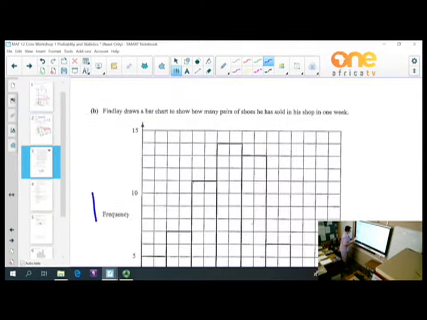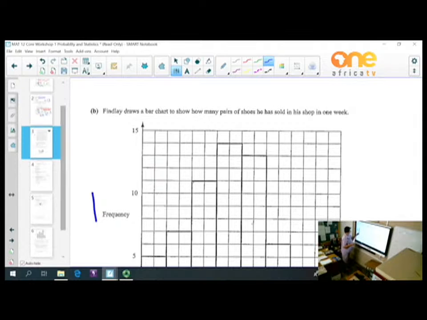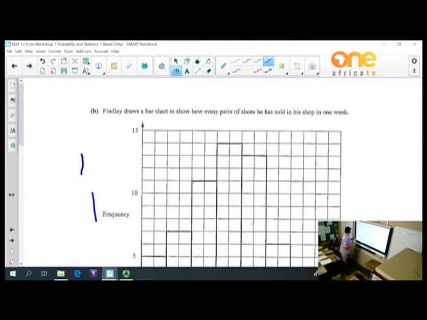Right, the next one. Finley draws a bar chart to show how many pairs of shoes he has sold in his shop in 1 week. Now, I think this is not very clear. You can perhaps not just see them precisely.